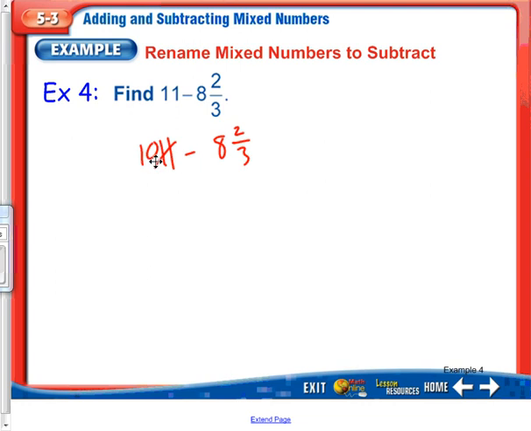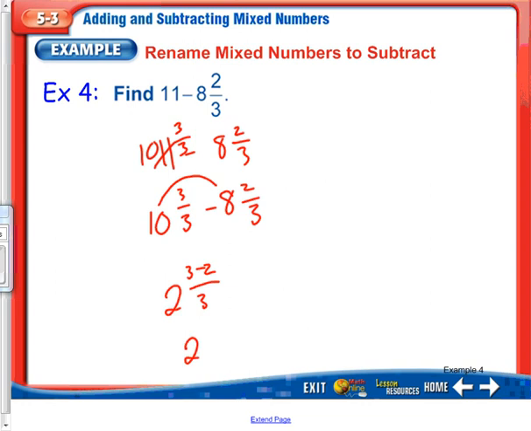And we need to write a fraction, and why not choose a fraction that already has a common denominator? So we'll say 10 and 3/3. We know that 3/3 is equal to 1, so 1 plus 10 is 11. I'm not really changing the problem, I'm just renaming it a different way. So I'll rewrite that 10 and 3/3 minus 8 and 2/3. Now my numerator on the left is bigger than the numerator on the right, so I can subtract. 10 minus 8 is 2, and then I'll rewrite this as 3 minus 2 all over 3, which is 2 and 1/3. I can't simplify that any further, so I'm done right there.